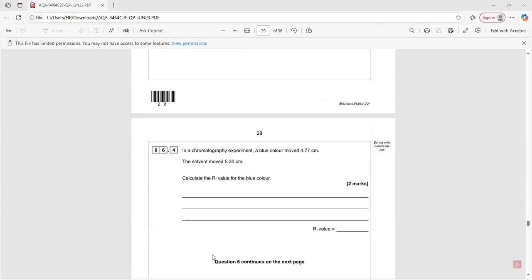Okay, so there's a question here that has a bit of a calculation, and it says, in a chromatography experiment, a blue color moved 4.77 centimeter. The solvent moved 4.30 centimeter. That's the solvent. Question is, calculate the RF value for the blue color. Okay. RF value, I think that is the substance's distance divided by the solvent distance.